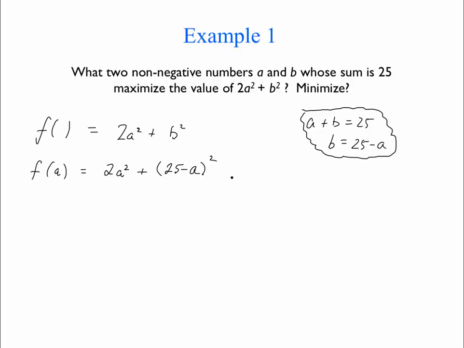But actually, I forgot. Along with the function, we need that applicable domain. So when we find that function, we also need the applicable domain. What that means is all possible values of the input variable. So a is going to go from what to what? What are the possible values of a? Non-negative, so 0. That's the smallest it could be. And how big could a possibly be? If b were 0, then a could be 25.